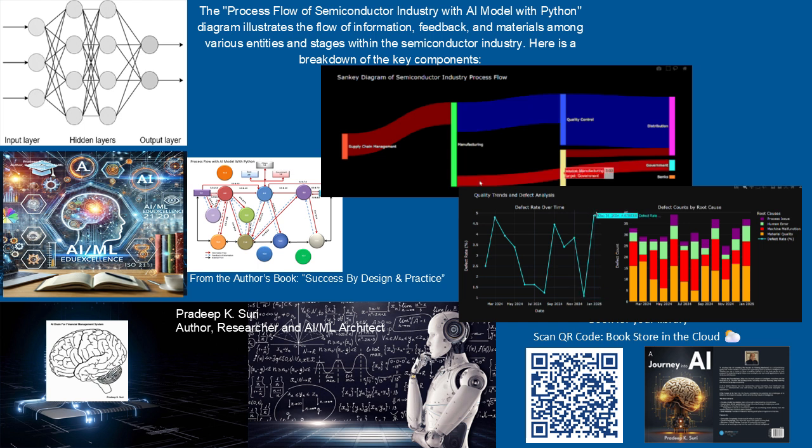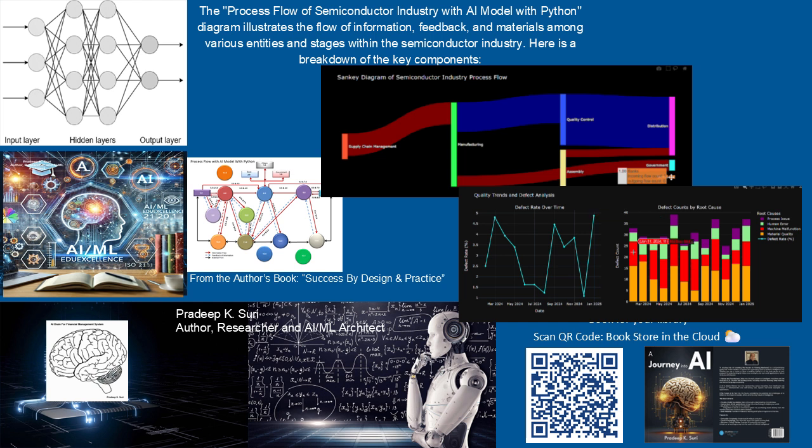Components and flow types. 1. Entities, colored circles and rectangles. Each circle or rectangle represents a specific entity or stakeholder involved in the semiconductor industry. The numbers inside the circles/rectangles, such as 17.0, 4.0, 8.0, represent some form of measurement, quantity, or resource level allocated to or generated by that entity.